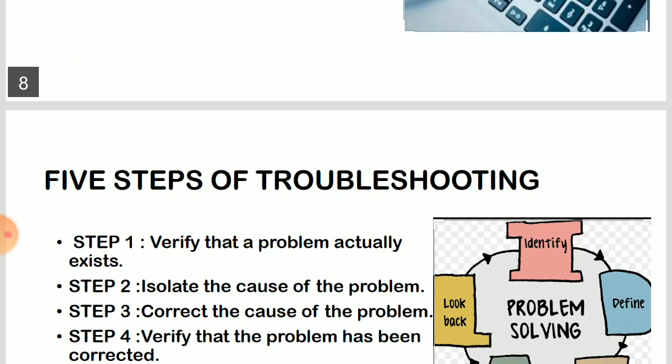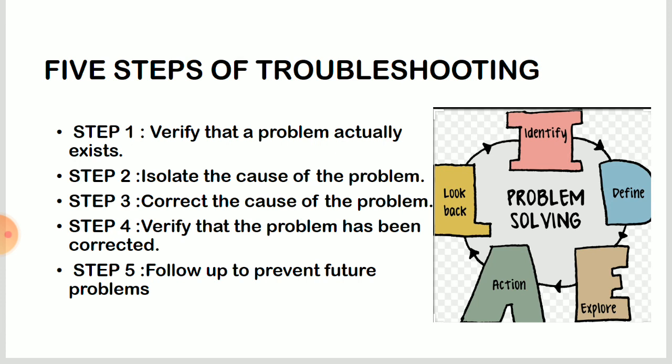Five steps of troubleshooting. There are five steps to troubleshoot. Step 1. Verify that a problem actually exists. Step 2. Isolate the cause of the problem. Step 3. Correct the cause of the problem. Step 4. Verify that the problem has been corrected. Step 5. Follow up to prevent future problems.